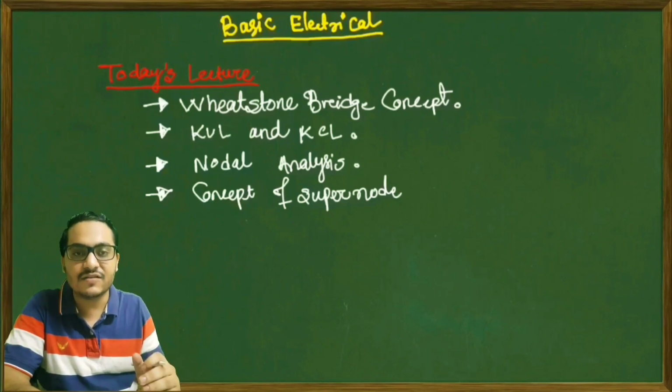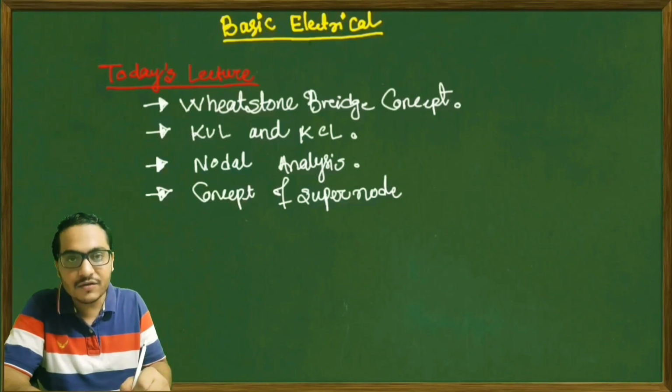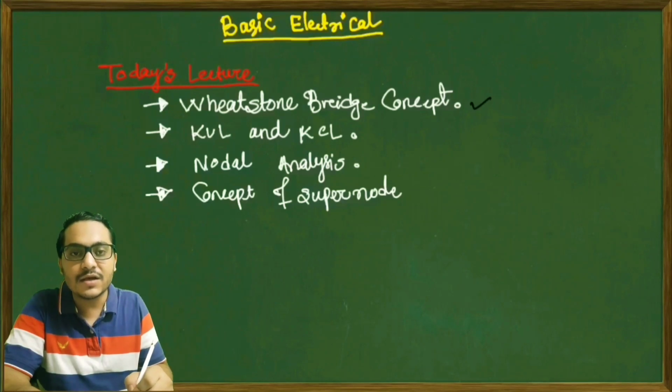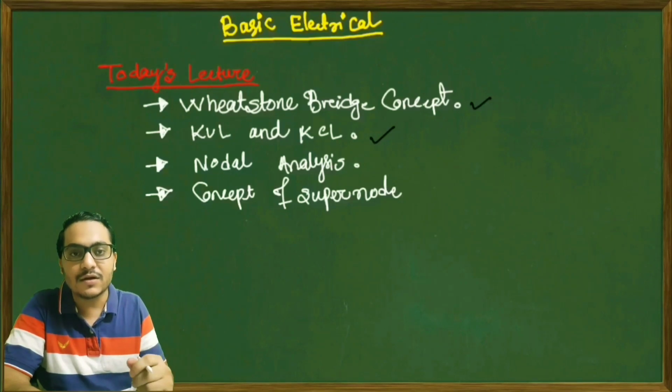And in this lecture, we are going to cover the basic concept of Wheatstone bridge. In this concept, we are going to see what will be the equivalent resistance between the 2 points when the bridge is in balanced condition. Now, after that, we will see the concept of Kirchhoff's law, Kirchhoff's current law and Kirchhoff's voltage law and solve some MCQs regarding it.